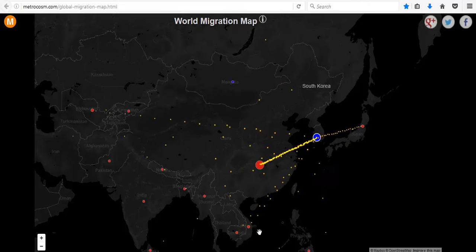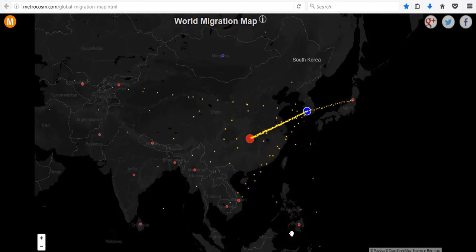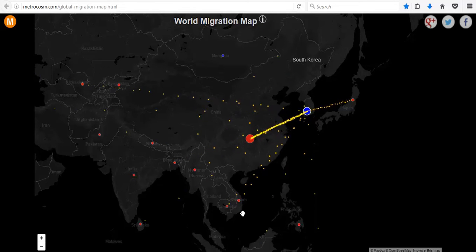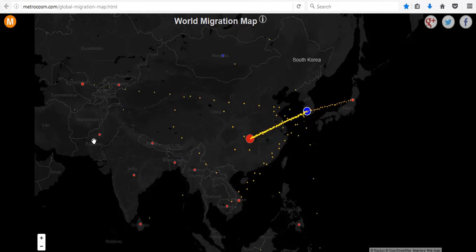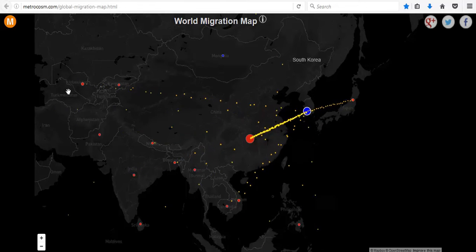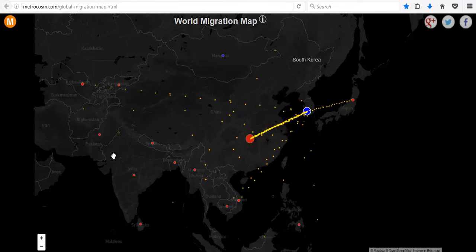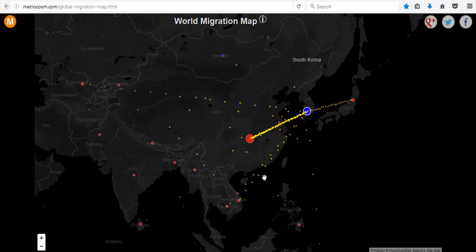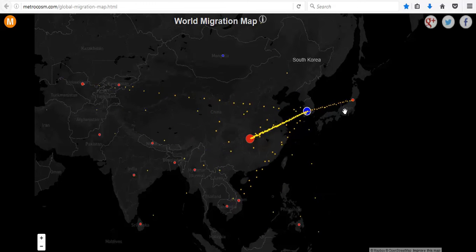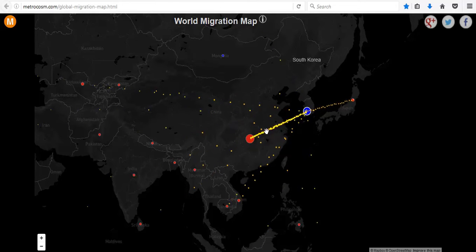So what we see is a lot of inflow in terms of different countries in Southeast Asia, Philippines, Vietnam. You see a lot of these stage 2, stage 3 countries, kind of in the periphery here in Asia, sending migrants to South Korea. Overwhelmingly China. Look at China, 249,000 net migration in terms of going to South Korea, but also Japan as well.